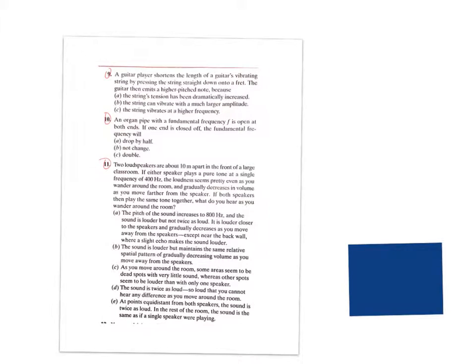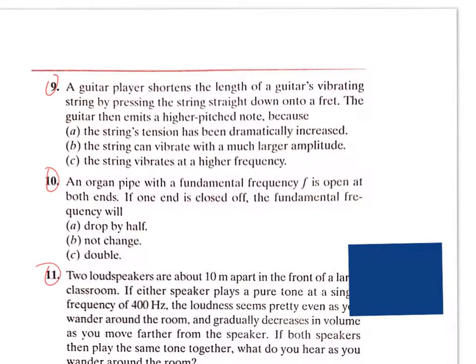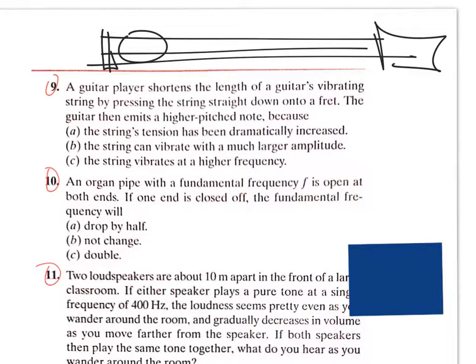Oh, good, another video. Let's see. 9. A guitar player shortens the length of the guitar's vibrating string by pressing the string down onto a fret. So we had a previous question, right? Bridge, guitar strings, the neck, the tuners, whatever they are. You can tell I'm quite the musician. And notice how the frets are getting closer together as we move in. Okay, so I'm sorry, what does it ask?